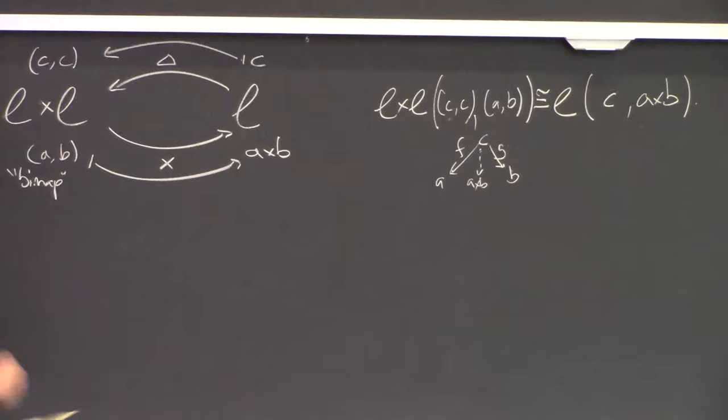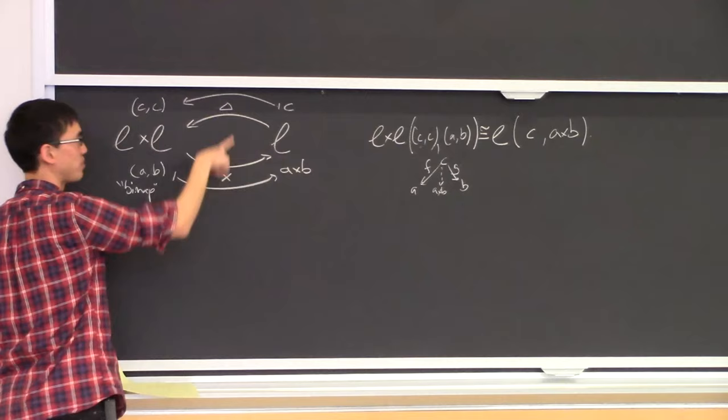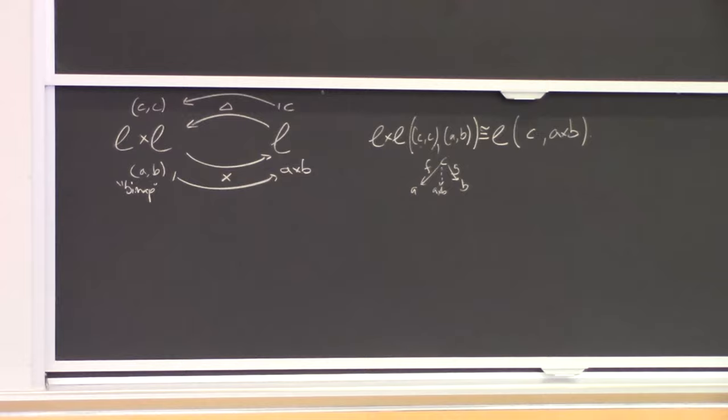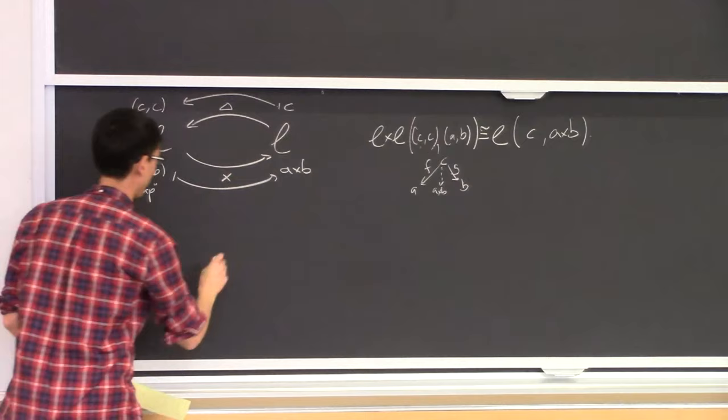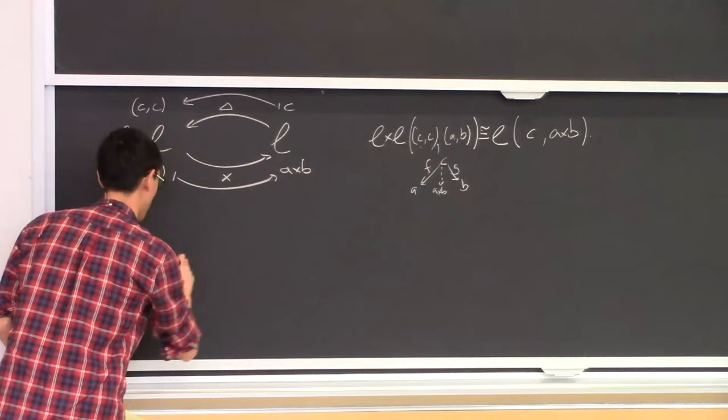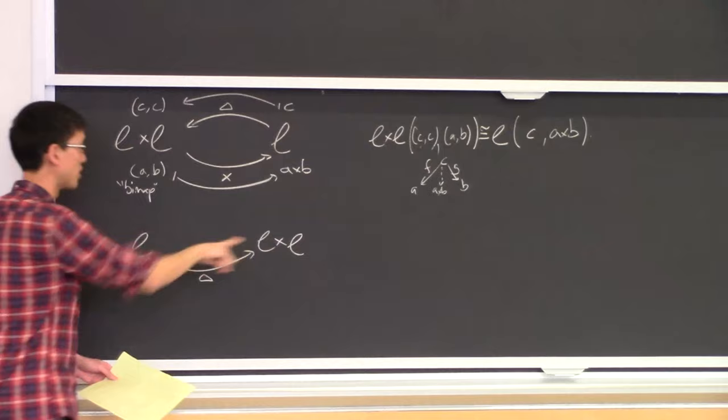Coproducts also work similarly. They form an adjunction. Here we saw product being a right adjoint to the diagonal. If we try and make this a left adjoint, in fact, we get coproducts. So let me figure out this diagram. The diagonal is going to be the right adjoint now, and the coproduct, or sum, is going to be the left adjoint.